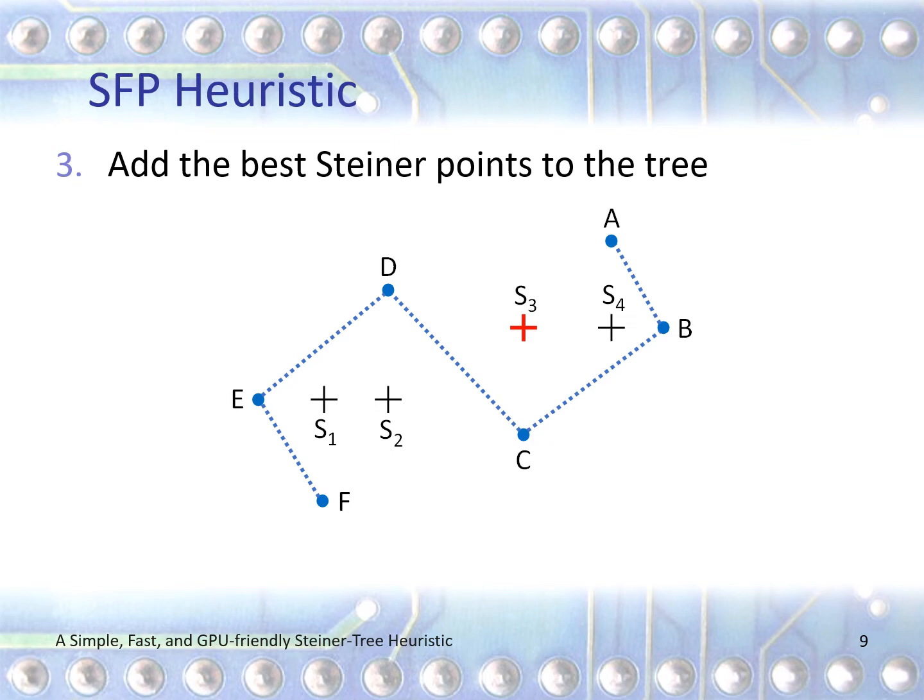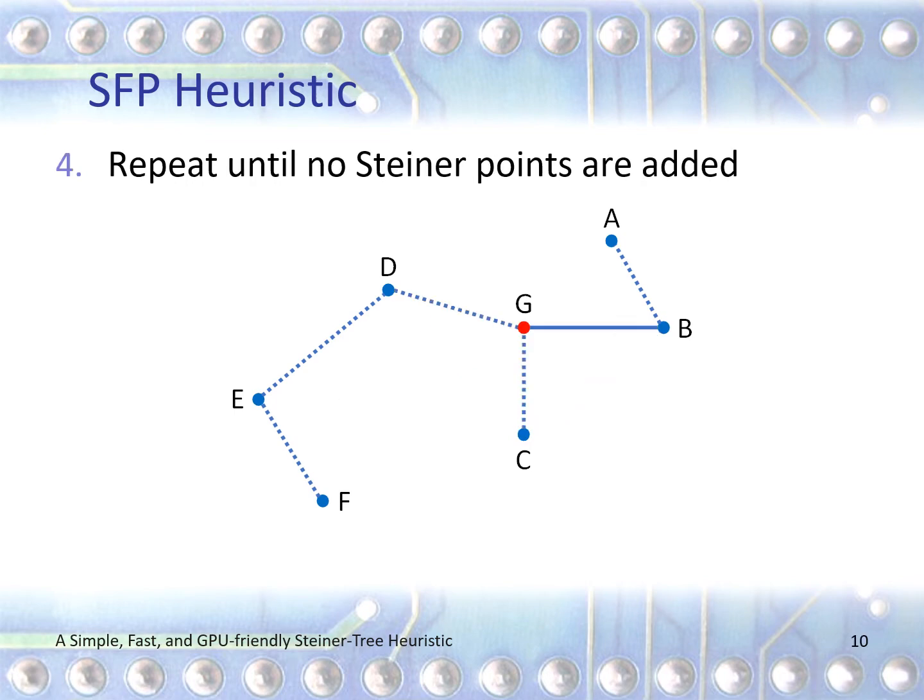Next, we want to add the best Steiner points to the tree. Of these potential Steiner points, S3 conflicts with S2 and S4 because it shares an edge with both points. However, it provides the most length savings and is therefore included in the tree. S1 conflicts with S2, but provides less length savings and could not be included in the round. And of course, S2 is not included because it conflicts with S3 and provides less savings.